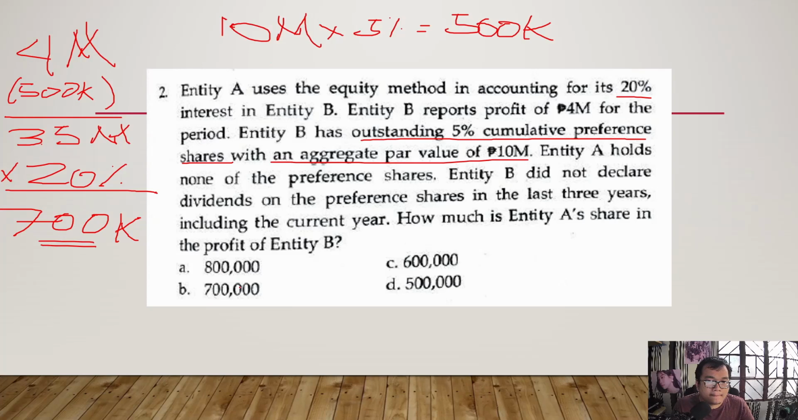May preference share. So, since may preference share, and the investor holds none of the preference share. So, yun, kailangan mo nang itanggal dyan. So, 3.5 ang matitira. Dun, tsaka ka lang mag-multiply ng iyong percentage interest. So, yan, 700,000. Now, ito naman.